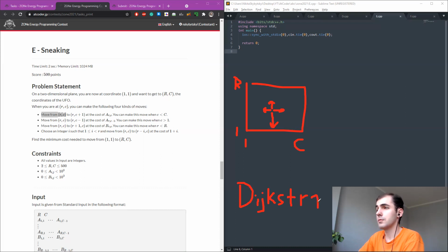In such problems, you typically want to make some observations about the problem that will allow you to ignore these multiple edges. But here is the problem. You can go down I cells at the cost of 1 plus I. It's not the same as repeatedly going down by 1, 1, 1. This is somewhat problematic.